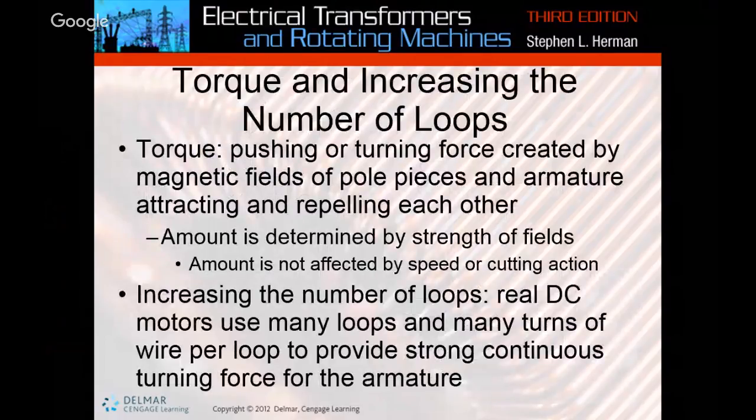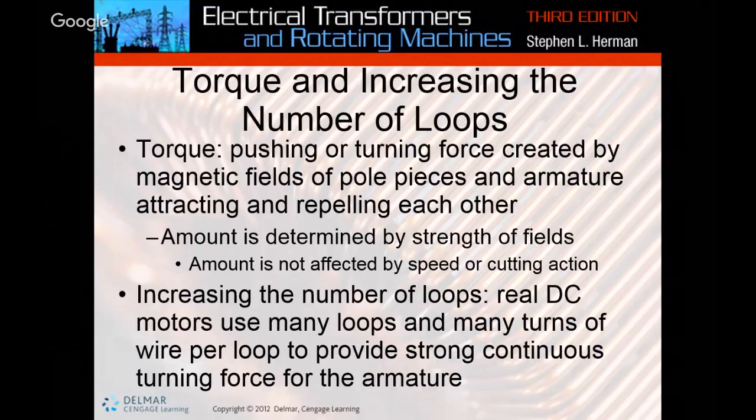All right, torque and increasing the number of loops. Torque is pushing or turning force created by a magnetic field of pole pieces and armature attracting and repelling each other. The amount is determined by the strength of the field. That can also be determined by the amount of voltage applied as well. The amount is not affected by the speed or the cutting action.